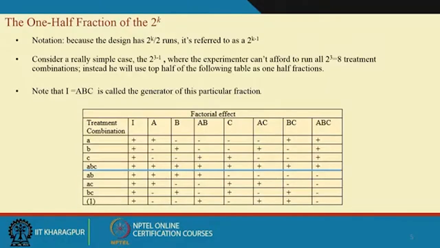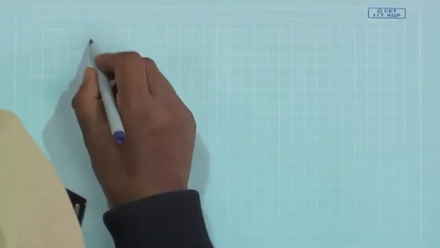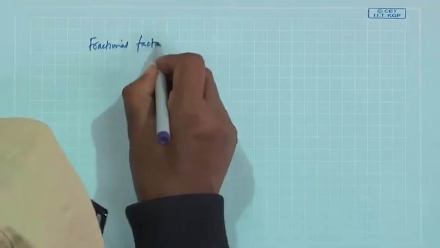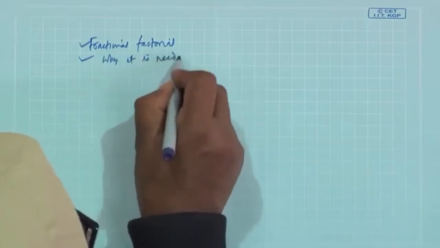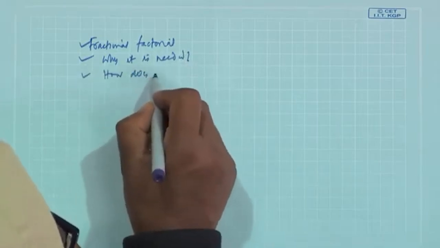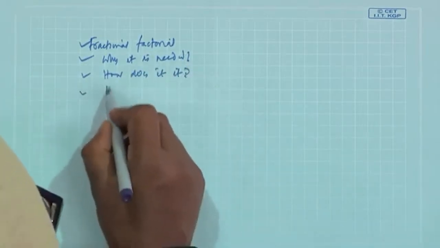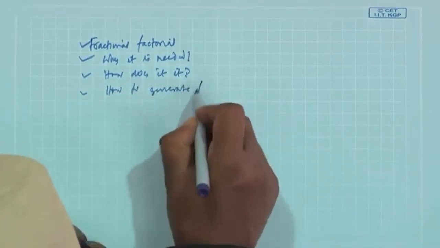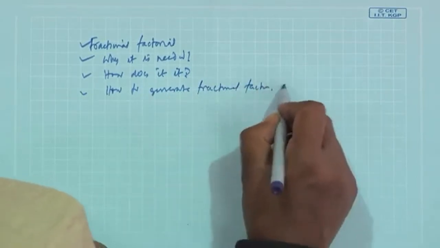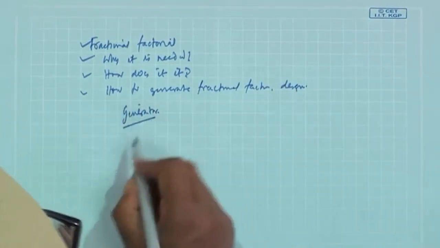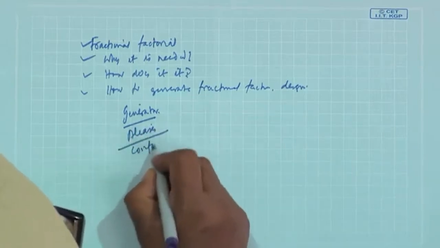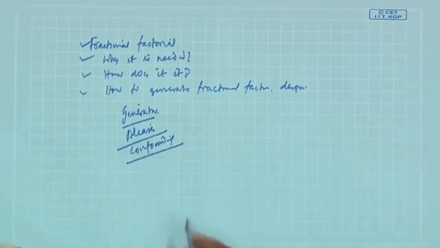Okay. So, with this, I conclude the first lecture. What we have discussed so far is what fractional factorial design is and why it is needed, how it works, and how to generate a fractional factorial design. In this process, I also talked about the generator, aliases, and confounding, and all those things we have discussed.